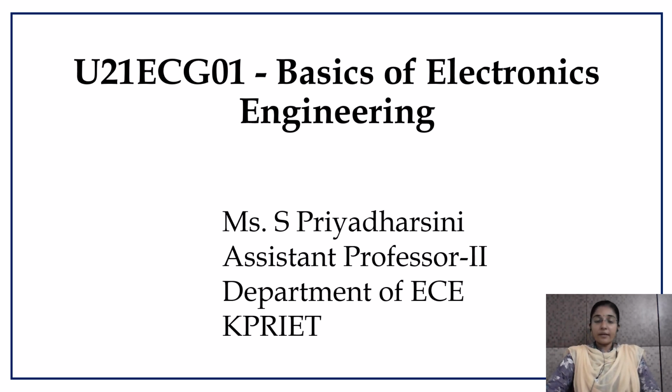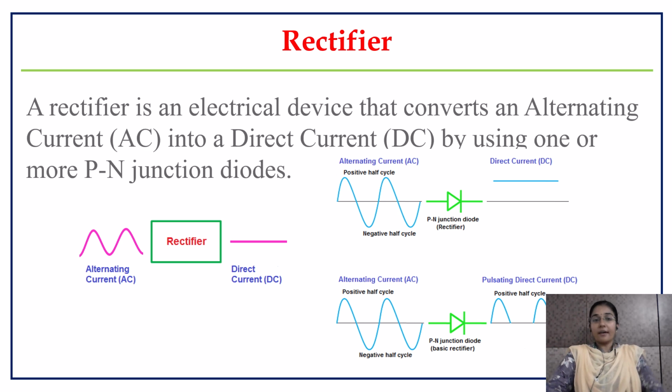Good morning, everyone. Today in this lecture, we'll see what a rectifier is and what the basic types of rectifiers are. A rectifier is a simple electrical device that is used to convert alternating current into direct current by the usage of a PN junction diode.